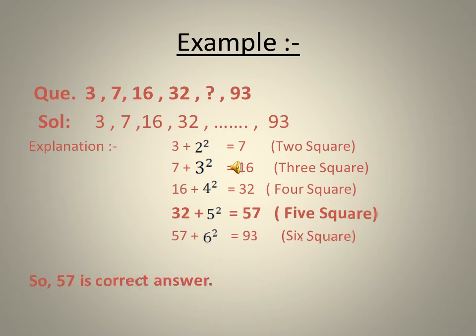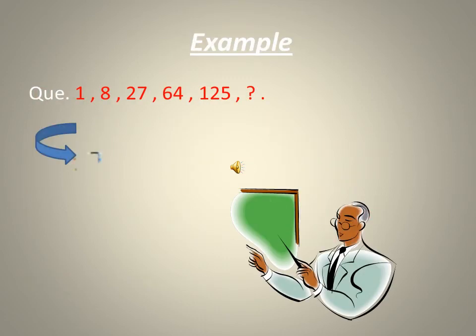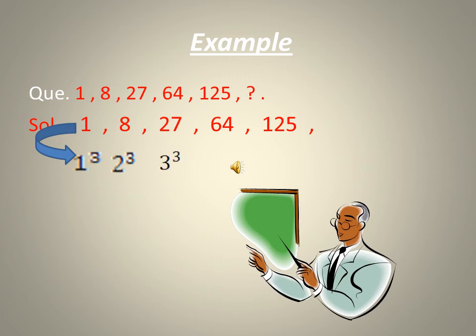Here you can see 1 cube equals 1, 2 cube equals 8, 3 cube equals 27, 4 cube equals 64, 5 cube equals 125, and 6 cube equals 216. Correct. The correct answer is 216. Good. This is the example of square and cube.